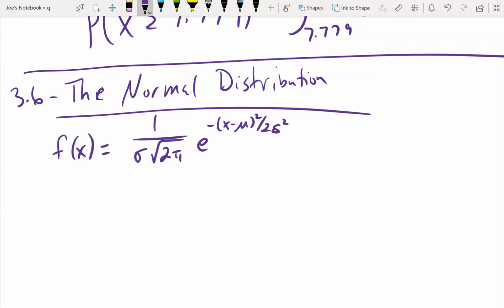All right. So this is the PDF for the normal distribution. This is a sigma. So is that. So this is... let me put parentheses around it to emphasize.